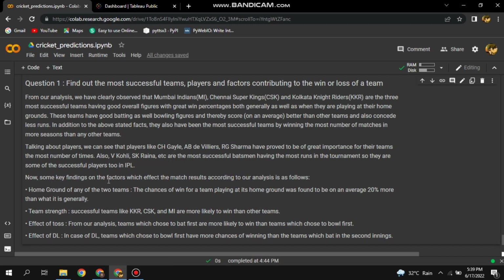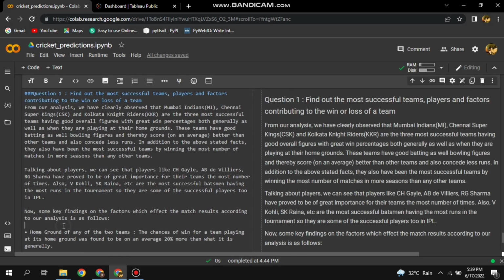And some key findings on the factors which affect the match results according to our analysis were the home ground. So home ground matters a lot, as we have seen in the first graph. And then the team strength. Teams like KKR, CSK and MI are more likely to win than the other teams. And the effect of toss is also mentioned above, and the effect of DL as well.